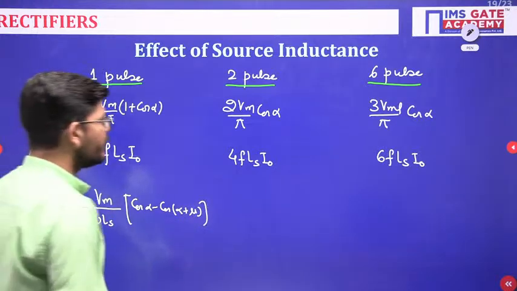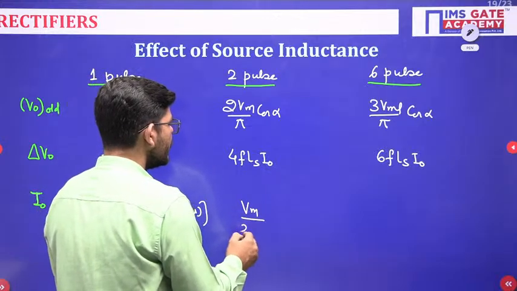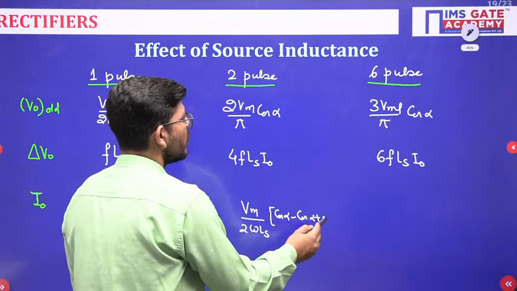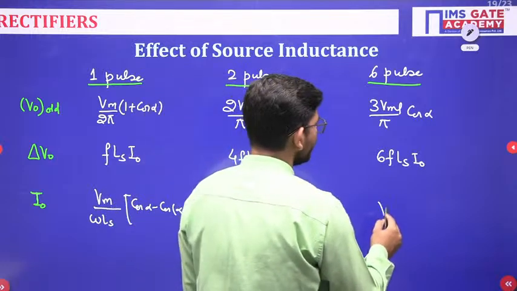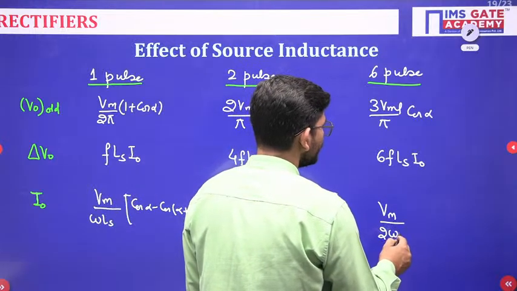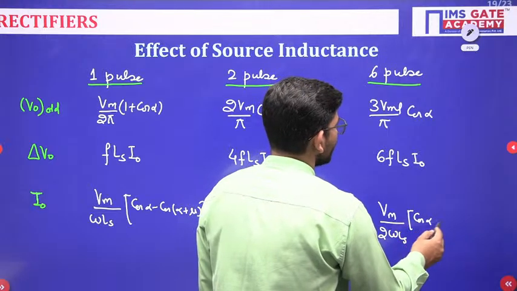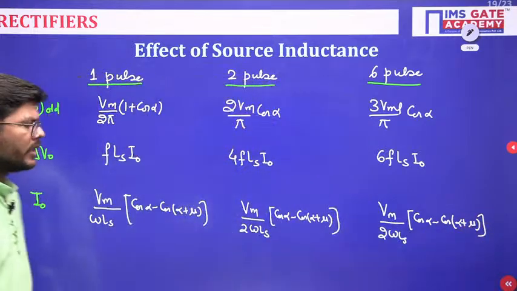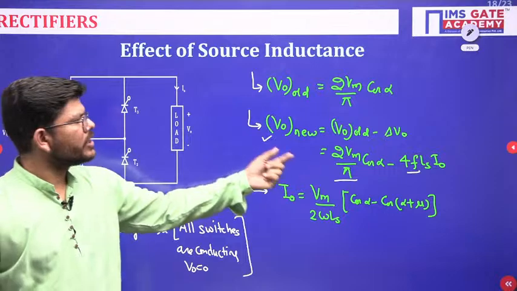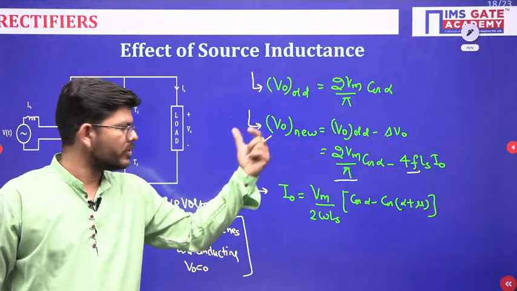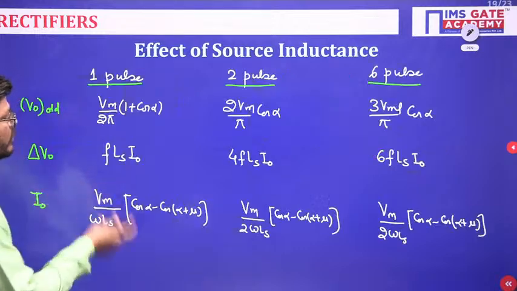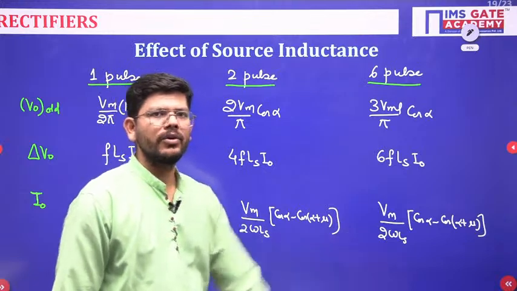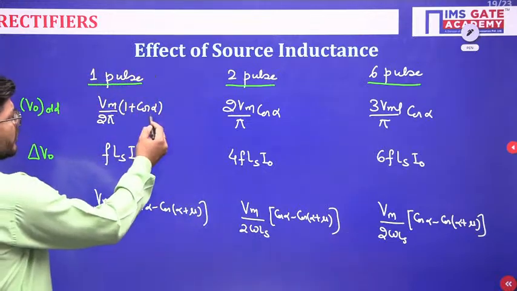Everywhere else it will be Vm by 2 omega Ls (cos alpha minus cos alpha plus mu). Here also we will be getting Vm by 2 omega Ls (cos alpha minus cos alpha plus mu). Now just see, if you know the old voltage and the reduction factor, you can calculate the new voltage. And this is the expression for I naught. For 2 pulse, single pulse we have Vm by omega Ls, everywhere else we have 2 omega Ls.